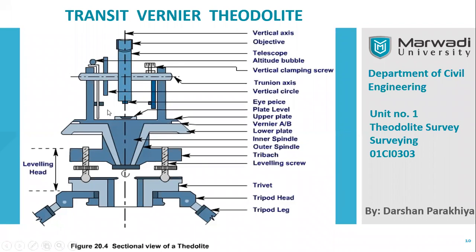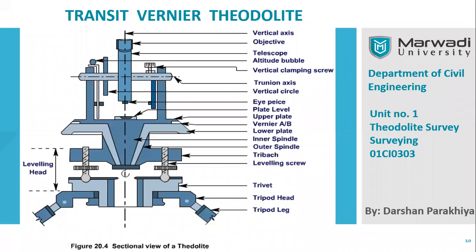And if you see over here, there are eyepieces given, then the upper plate, vernier A and B. So there are two verniers given over here. Vernier A and vernier B are provided for the horizontal axis. And over here, the vertical circle is placed. In that vertical circle, vernier C and vernier D are provided. So there are four verniers provided for measuring horizontal as well as vertical angles in the theodolite.